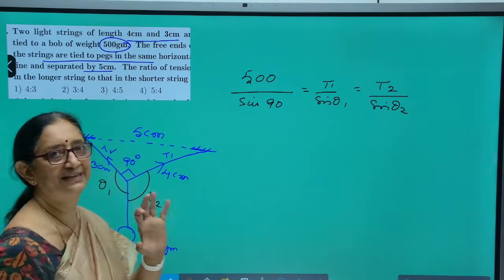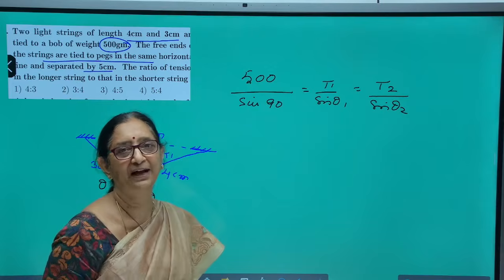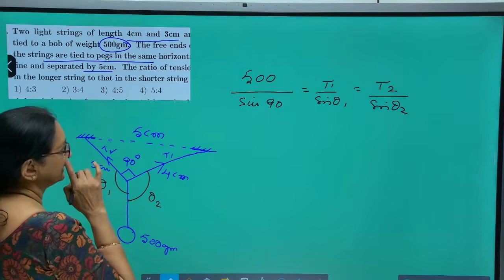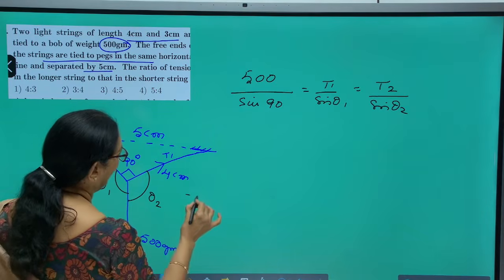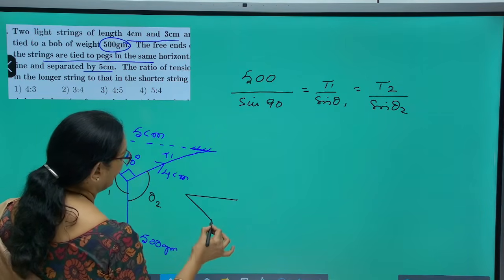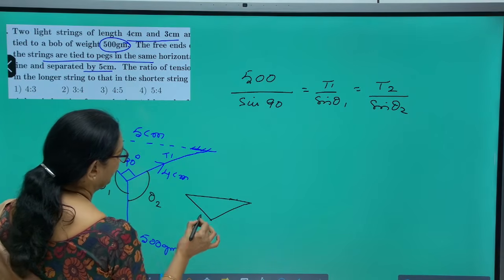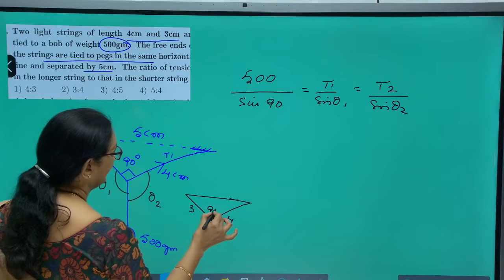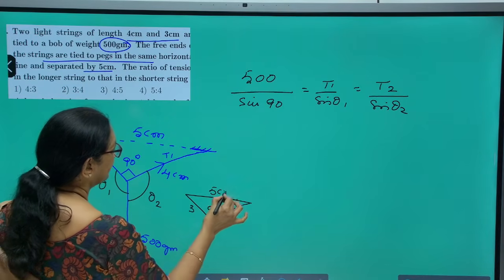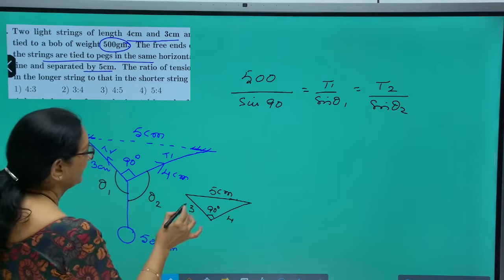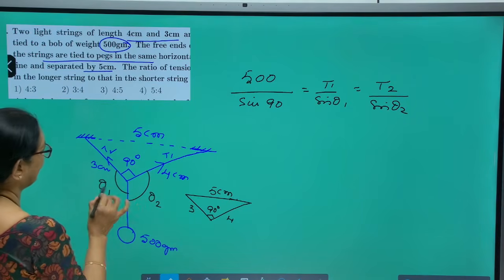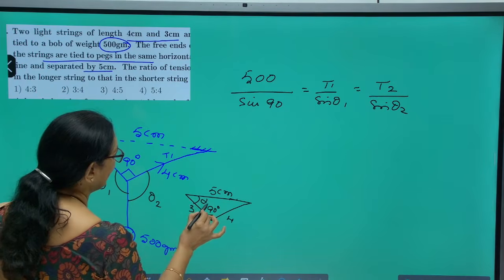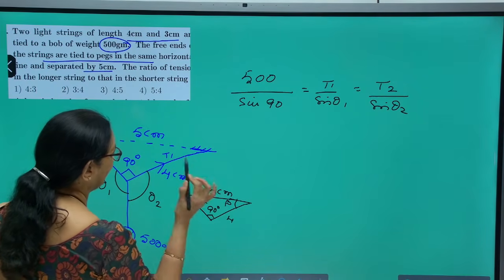So, here the challenge is you need to find out theta 1 and theta 2. Now, look at that very carefully. See here, I am redrawing that diagram. This is 3 centimeters, this is 4 centimeters, this is 90 degrees, this is 5 centimeters, right? Suppose this is theta 1, this is alpha, let us take this as alpha, this as beta.